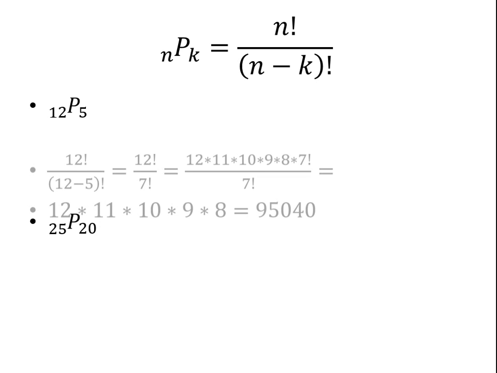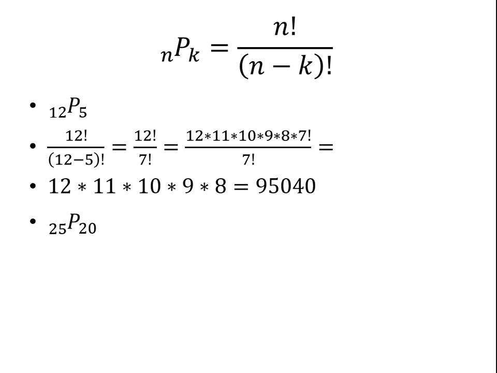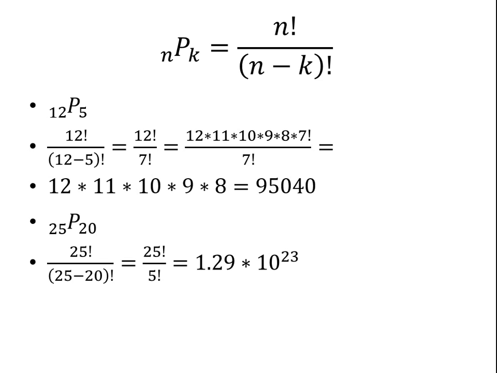12P5 would end up getting us all the way down to 95,040. And then 25P20 ends up getting us a very large number because it's 25 factorial over 5 factorial, which is 1.29 times 10 to the 23rd. So it's a very, very large number.